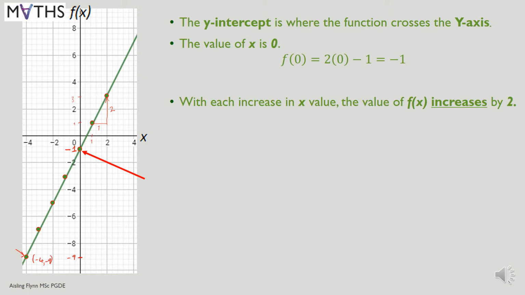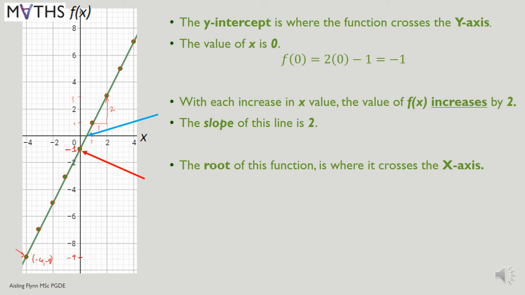And this function here is an increasing function. As we go from left to right, it is rising. Okay. And another way of describing that increase with every step to the right is we call it the slope. We can say that the slope of this line is 2. For every step to the right you take, you go up 2 steps.